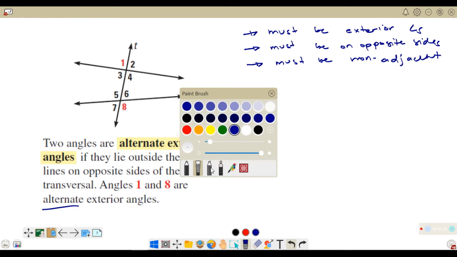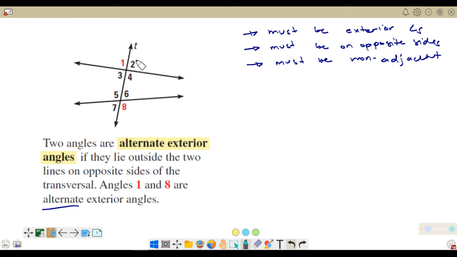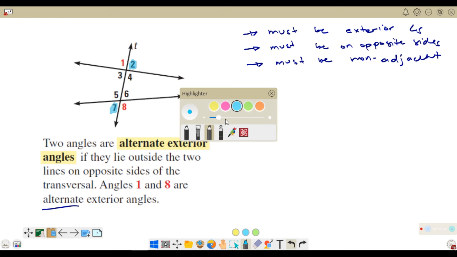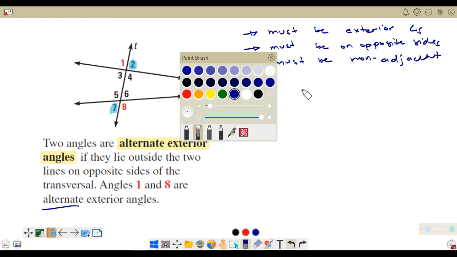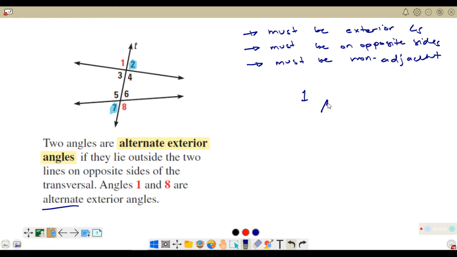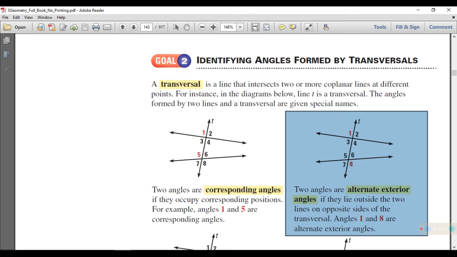Lagay ulit tayo ng mga markings kung sino pa yung ibang magkakapartner. So, 2 at saka 7. So, ano-ano yung mga pairs natin? Let's write it here. 1 and 8 at saka 2 and 7. Okay? Okay. Sakit na ng likod ko. Next.